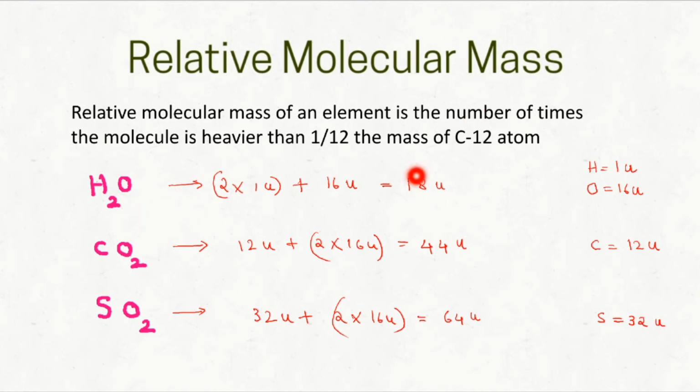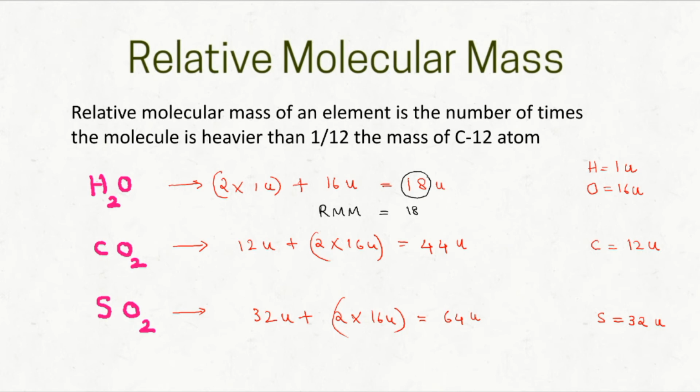If you are writing the molecular mass of water is 18 units or 18 AMU, what do you mean by that? In a water molecule, together 18 nucleons are present, correct? If so, what will be the relative molecular mass? That will be equal to 18. What do you mean by that? One molecule of water is 18 times heavier than 1 AMU.